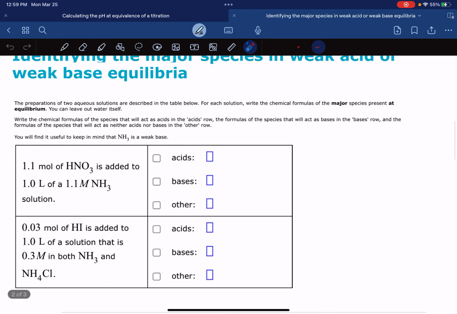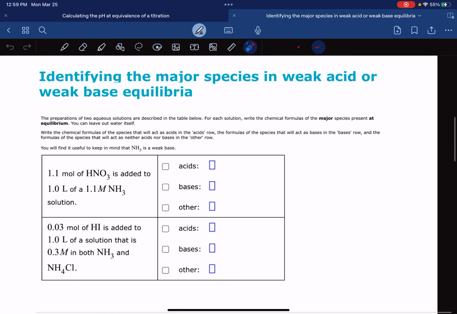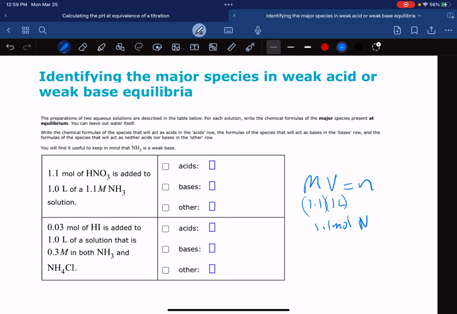What we need to be aware of, though, when we're doing problems like this is what is actually reacting and how much of each is reacting. So if we take a look at this right here, we have 1.1 moles of HNO3. Now, if we take a look at what we're adding it to, we have 1.1 molar and 1 liter. And remember, if we multiply molarity by volume, we end up with moles, right? So if we multiply the 1.1 by 1 liter, I'm pretty sure that gives us 1.1 mole of our NH3 as well.